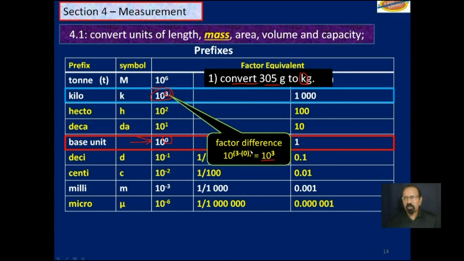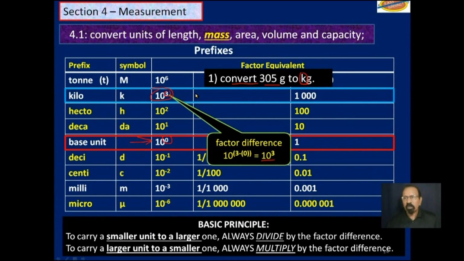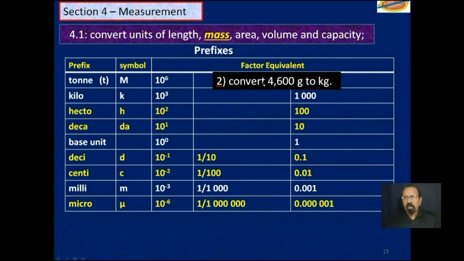So it takes 1,000 grams to make a kilogram. We will therefore divide, since we are going from a smaller to a larger unit, from grams to kilograms. We will divide by 1,000. So 305 grams divided by 10 to the third power, that's 1,000 grams per kilogram, we shift the decimal point 3 places to the left, 1, 2, 3, and so we get 0.305 kilogram.